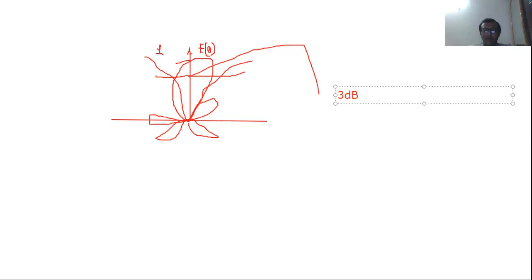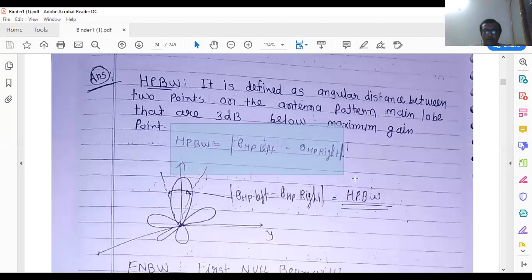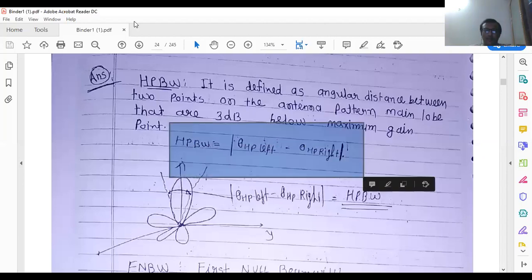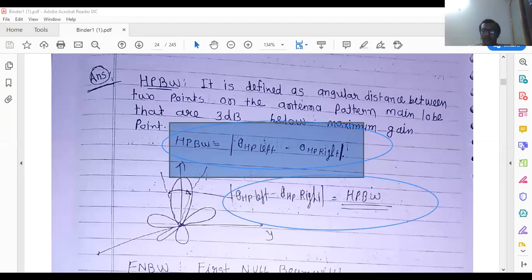In a direct examination, an MCQ can be asked like that: what is the equation of HPBW, half power beamwidth? Theta HP left minus theta HP right. This is the equation of half power beamwidth. Please prepare this equation very carefully. Now, the next point.